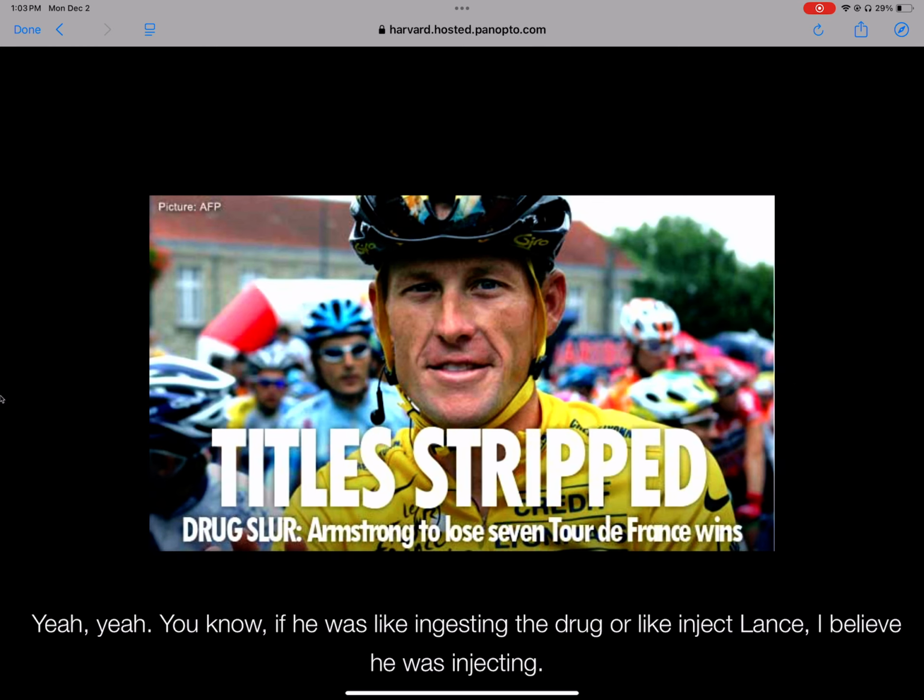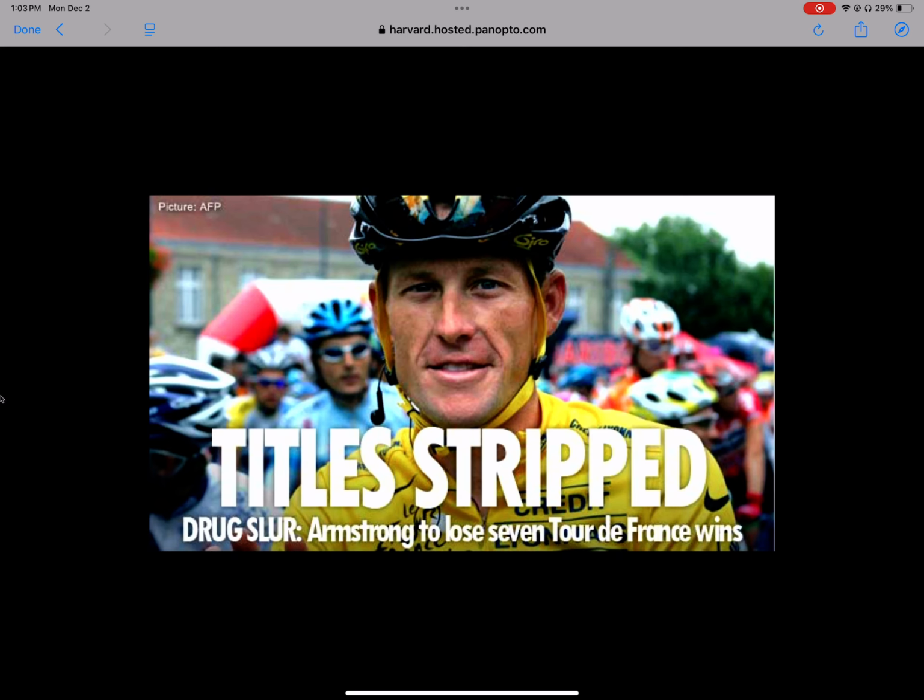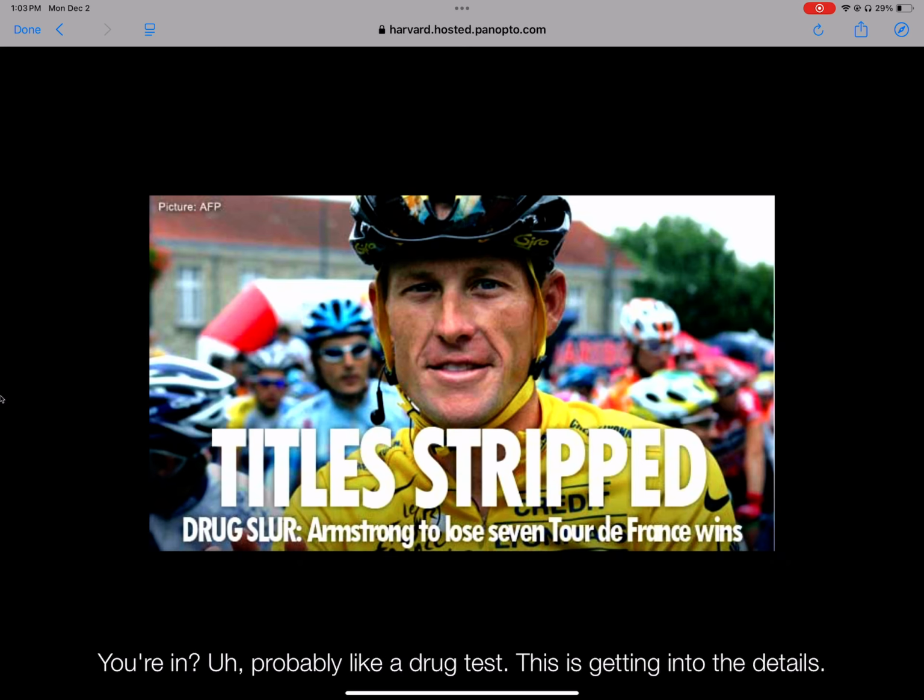Do you know if he was ingesting the drug or injecting? Lance, I believe he was injecting. That's the best way to avoid the outcome of urine, probably a drug test. This is getting into the details I don't know, but probably, yeah.